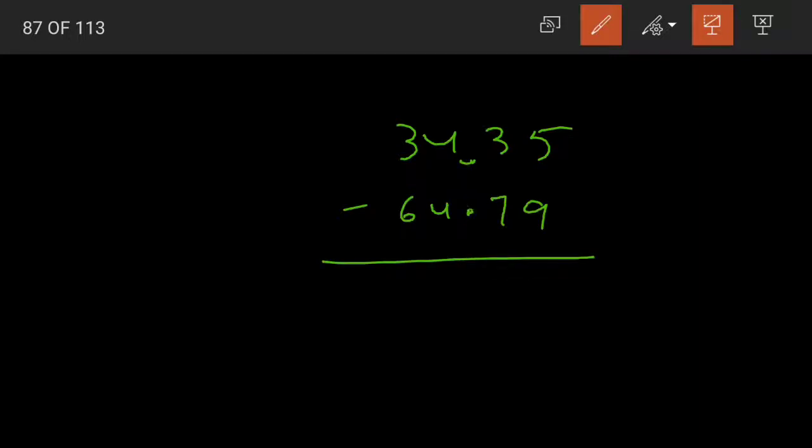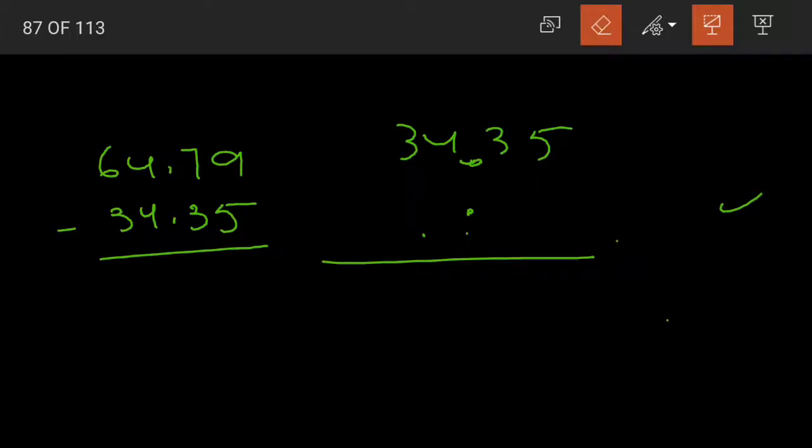34.35 minus 64.79. See, the decimal points are exactly one below the other, so it is my correct arrangement. Now can I do this? Can I do this subtraction here? No. 64 is the bigger number, so I have to write 64 first, and from that I have to subtract my smaller number, that is 34.35.